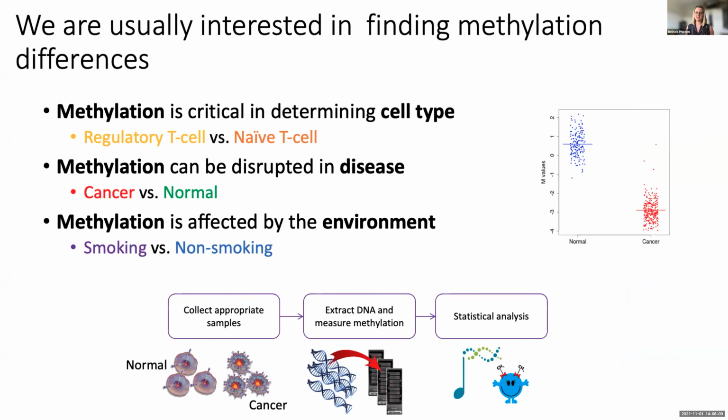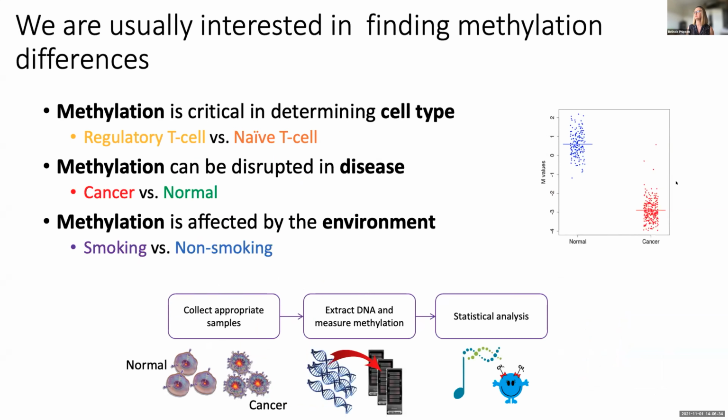And so what we're usually interested in is finding methylation differences. Methylation is very cell type specific, so we often study it when we're trying to understand cell types, for example, looking at different kinds of T cells. There's a lot of data on the Cancer Genome Atlas for methylation arrays, so we can look at cancer versus normal. And the patterns that we're looking for are differences in mean value.